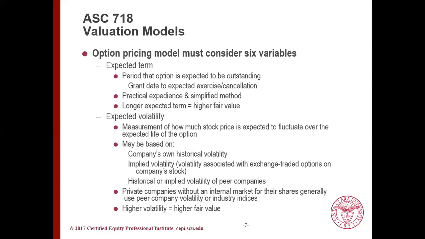For privately held companies, they're usually using their peer company volatility because they oftentimes don't have any. They have to look to their publicly held peers and use that historical volatility because as a private company, they don't really have any. Their stock just isn't volatile while they're private.